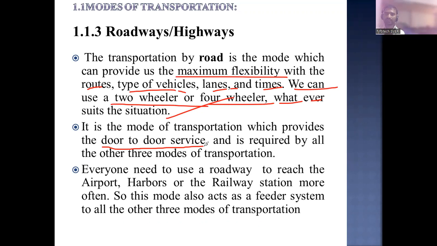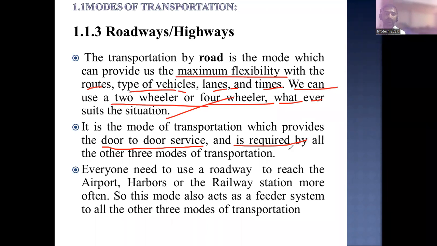Is it possible in the railway? Does the railway stop from one house to another house? No. So railway is not a door-to-door service. Roadway is a door-to-door service. These points are important, MCQ questions.